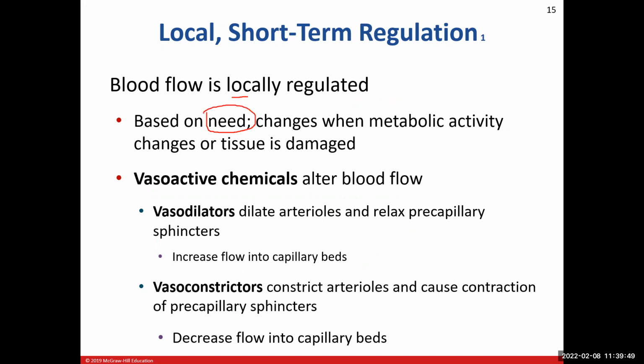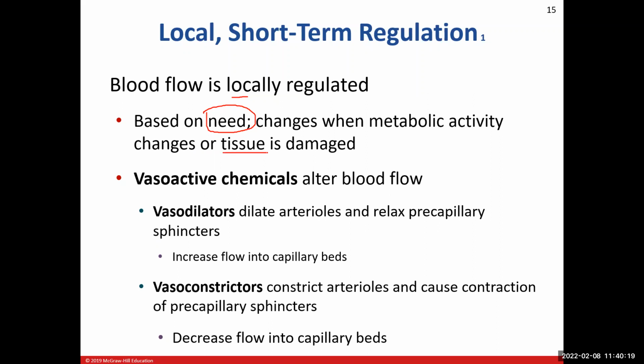Depending on what kind of tissue we're talking about, or what that tissue is doing, say there's a change in the metabolic activity. For example, your skeletal muscles, when they're exercising, their metabolic activity changes and their need for oxygen and glucose and anything they can use for energy increases. Or we'll see this based on need if the tissue is damaged.